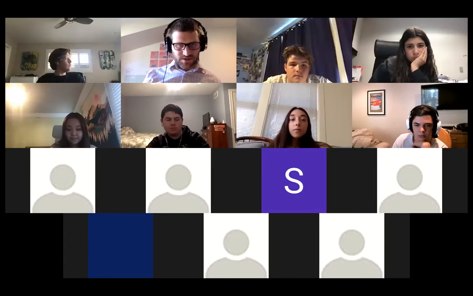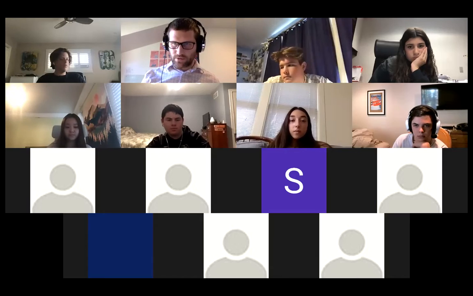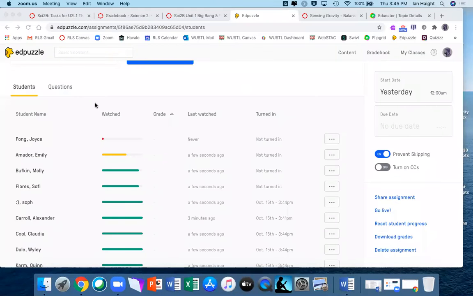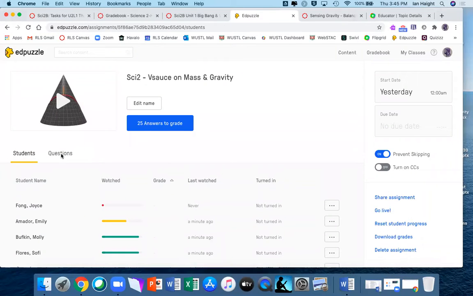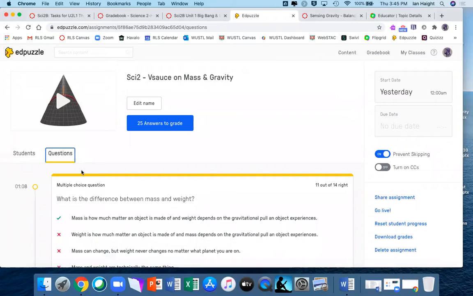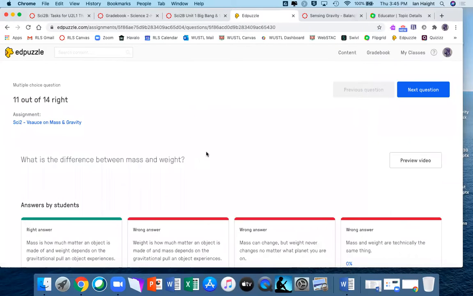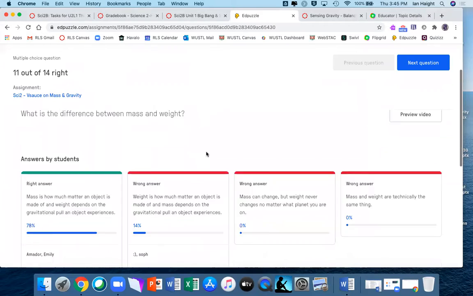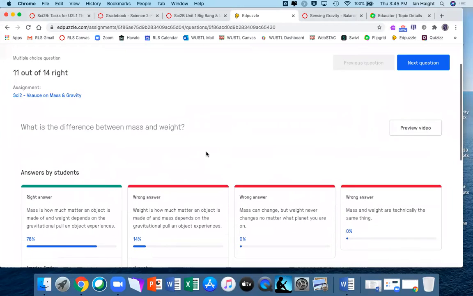All right, I hope that was somewhat informative or a little bit of review. I can break down the individual questions here, so let's do that and see how we did. First question, what is the difference between mass and weight? This is a very important distinction, and it looks like pretty much all of you got that mass is a measure of how much matter an object has, right?